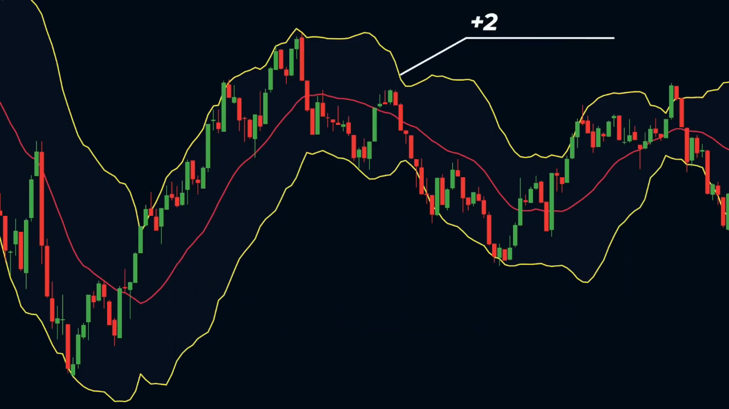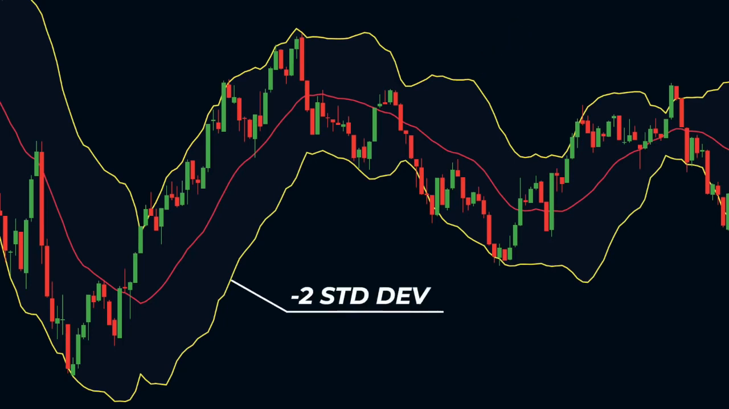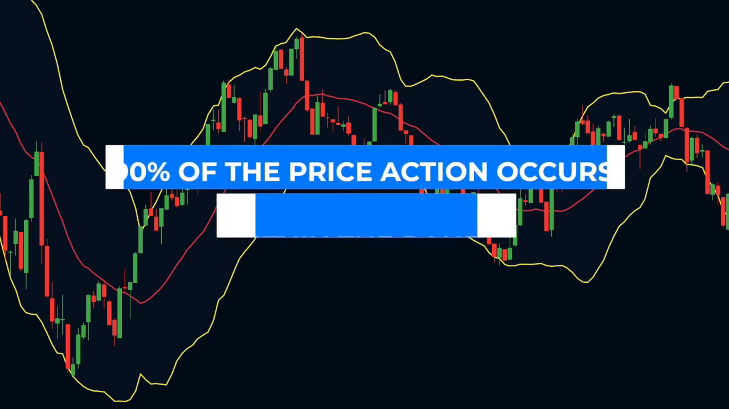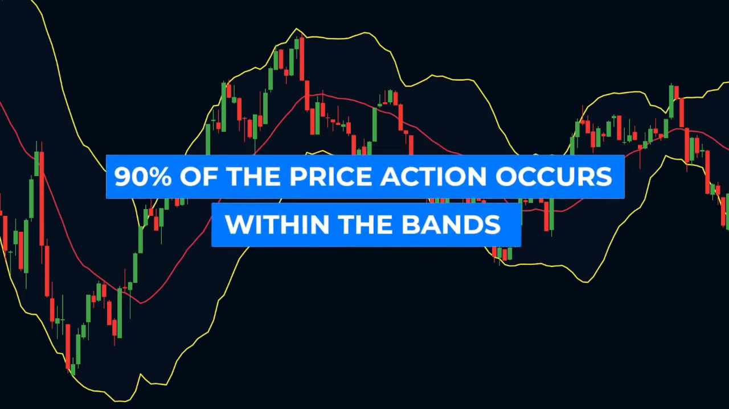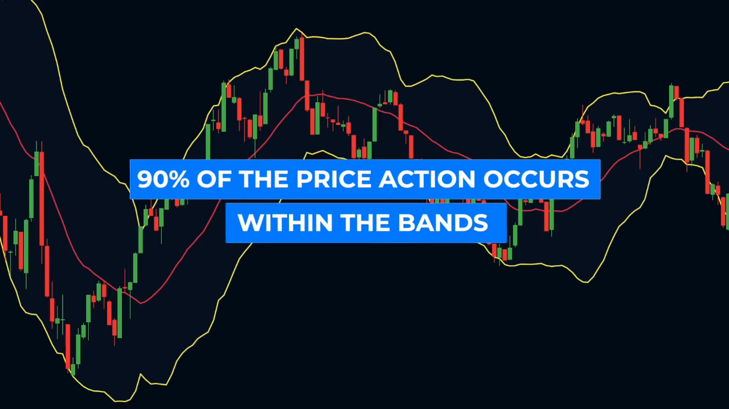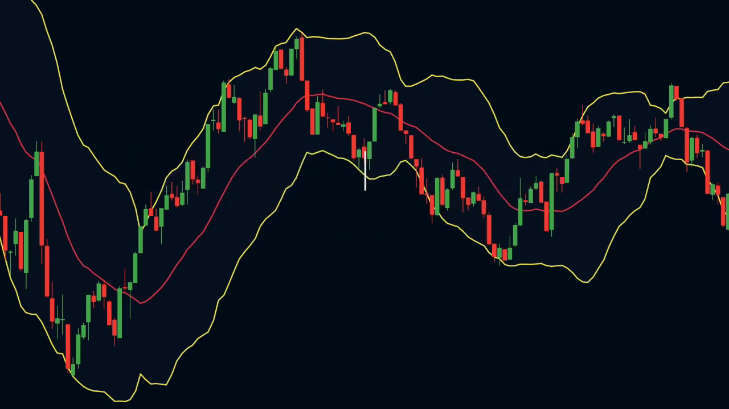The upper line is calculated by adding two standard deviations to the moving average. This creates an upper boundary for the price. Similarly, the lower line is calculated by subtracting two standard deviations from the moving average. This forms a lower boundary for the price. The general rule for the Bollinger Bands is that 90% of the price action occurs within these bands. Rarely do we see the price move above or below these bands.